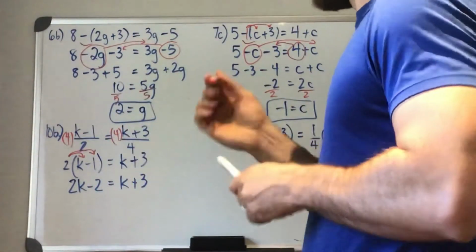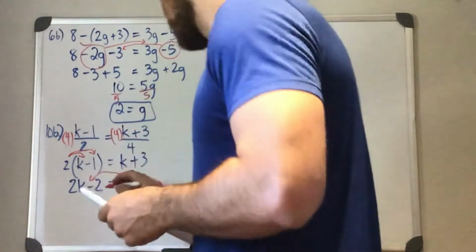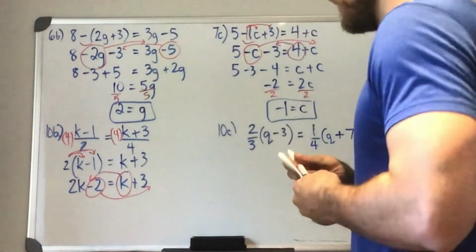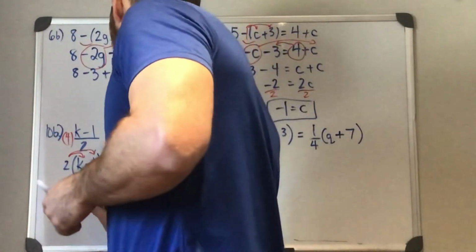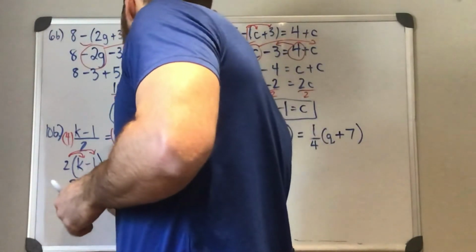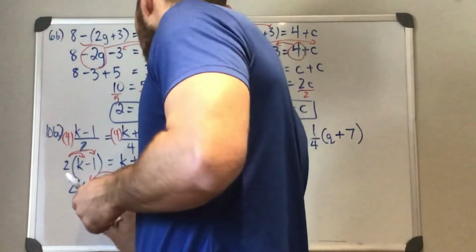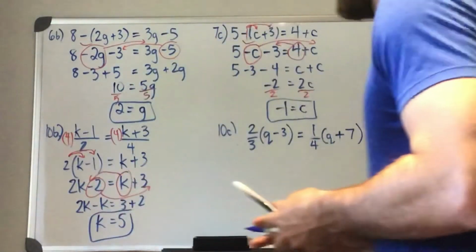Here, you know what? I want a positive variable term, so I'm going to move the k over to the left side. I'm going to move my negative 2 over to the right side. So we have 2k minus k is equal to 3 plus 2. And we're going to be left with k is equal to 5.